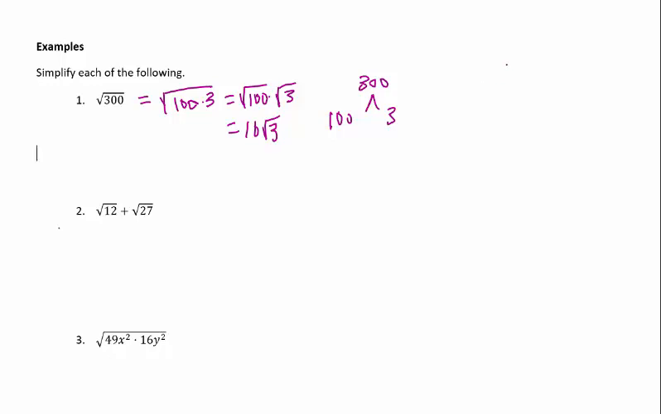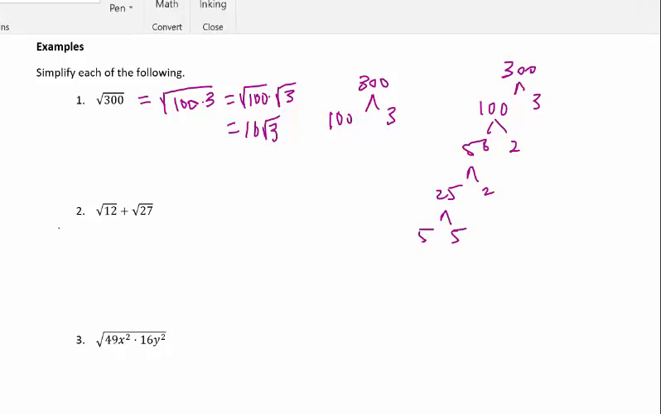Another option, if you were unable to see that 100 was a perfect square, or maybe you started factoring differently, you could factor completely and look for pairs of the same number. So in this case, we have a pair of 5s and a pair of 2s.